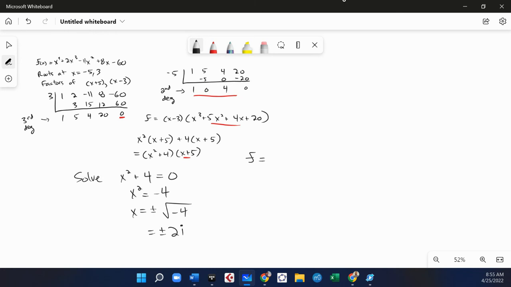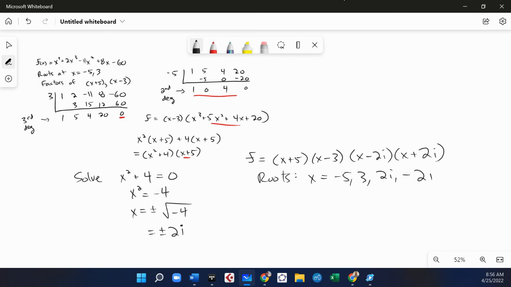So the whole thing factors into x plus 5 times x minus 3 times x minus 2i times x plus 2i. And then just to wrap it all up, the roots are x equals -5, 3, 2i, and -2i. Okay.